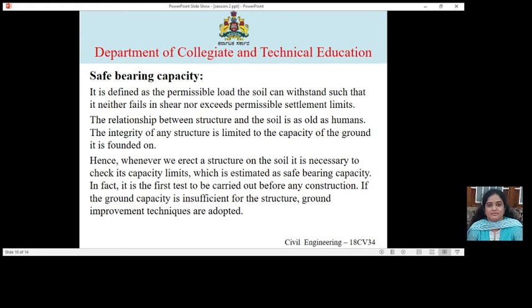So, if the ground capacity is insufficient for the structure, ground improvement techniques are adopted. Again, this also costs more for that particular project. Based on the SBC of the soil, because the planning of the structure is done before, you need to erect the structure there. So how will you improve? There are some techniques to improve the SBC of the soil. Okay, ground improvement. After that, you can erect the structure in that same place. So this is about the safe bearing capacity.